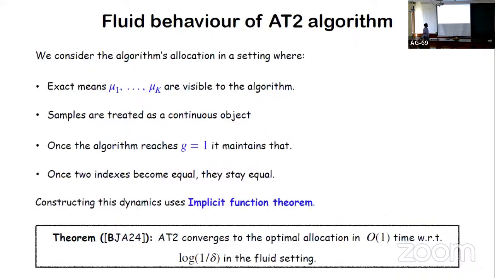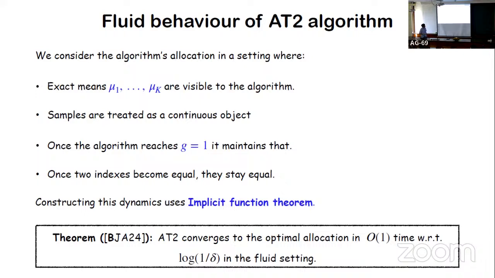So what we instead do is look at a very simplified behavior of the algorithm, where we assume that all the means are known to the algorithm, and samples, instead of being added as discrete objects, just increase like a continuous object. With this we have additional conditions: once the dynamics reaches G equal to 1, it just maintains that, and once the index of 2 arms becomes equal, they stay equal because of this minimum index pooling strategy.